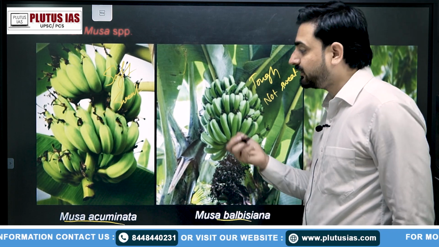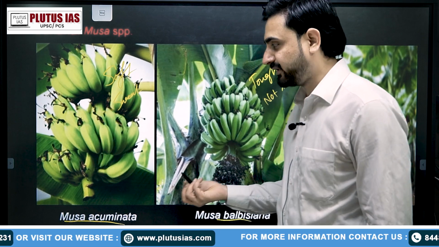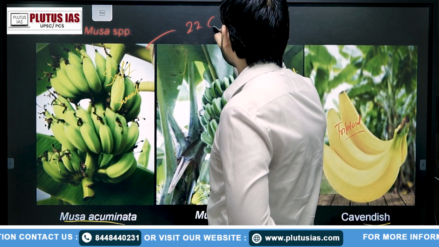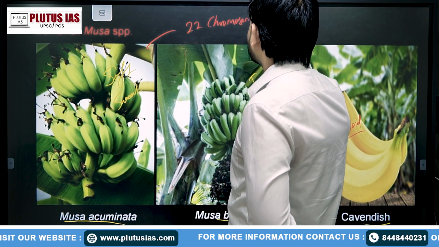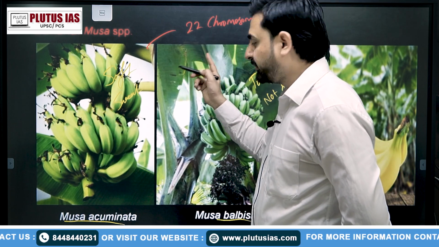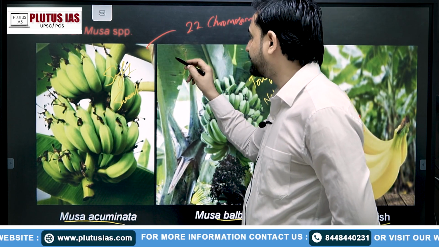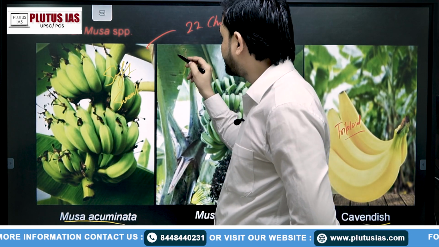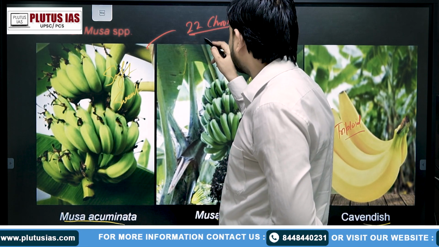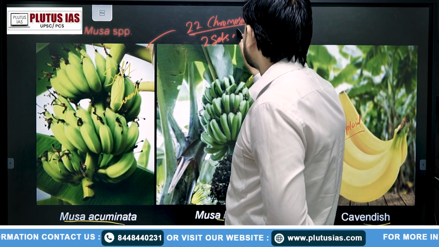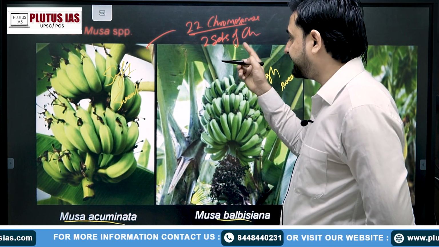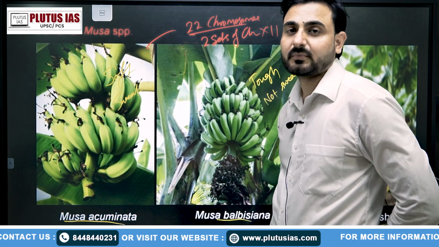Generally what happens? Two wild varieties of Musa acuminata. This Musa acuminata consists of 22 chromosomes, means one set of chromosome is given by each parent. So two sets of chromosome consisting of a total of 22 chromosomes. So this Musa acuminata consists of two sets of chromosome, and one set carries 11 chromosomes.